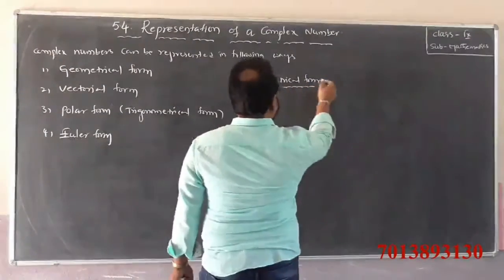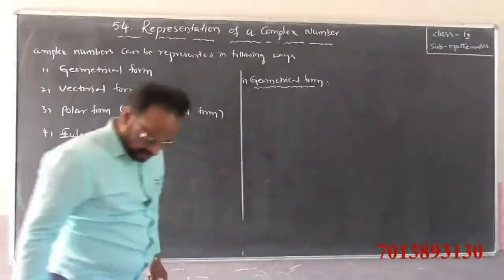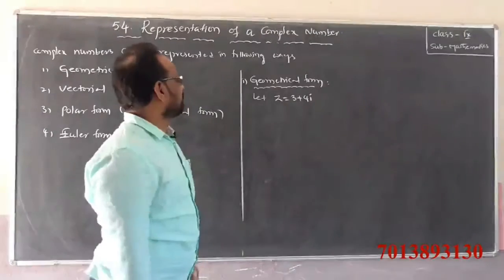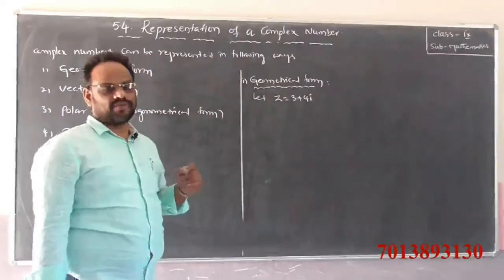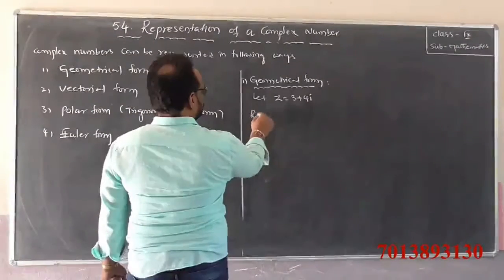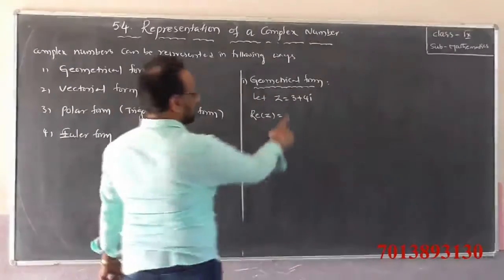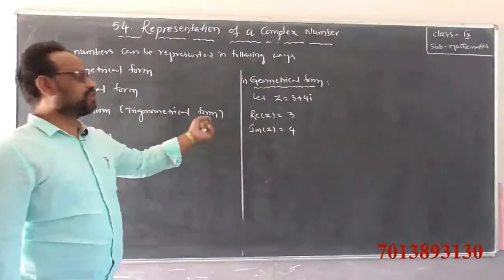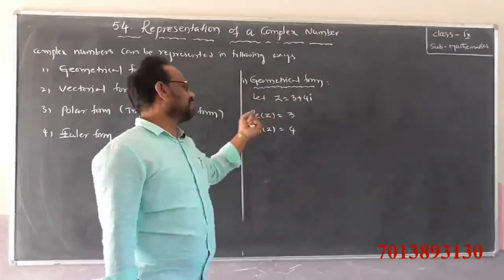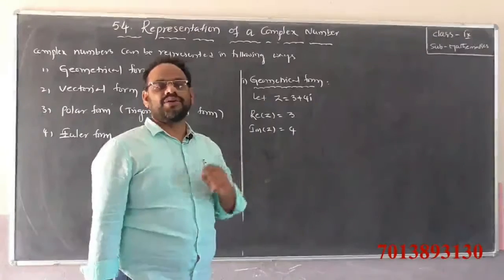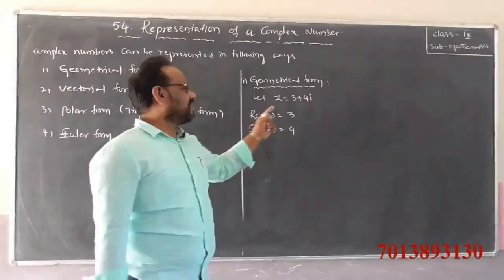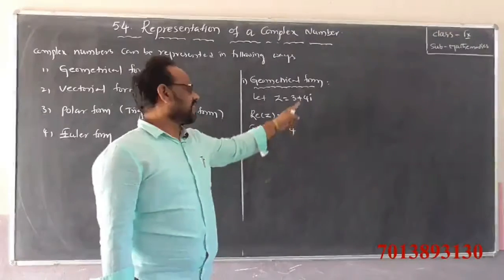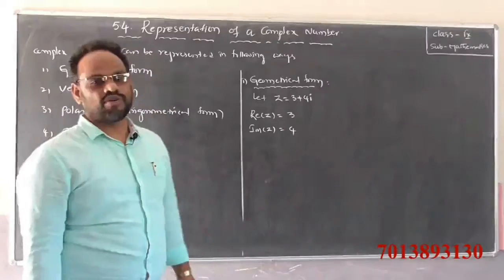Observe here. Suppose we have a complex number z equal to 3 plus 4i. Here, the real part of z is 3 and the imaginary part of z is 4. The real part of z is nothing but 3. The imaginary part of z is how much?